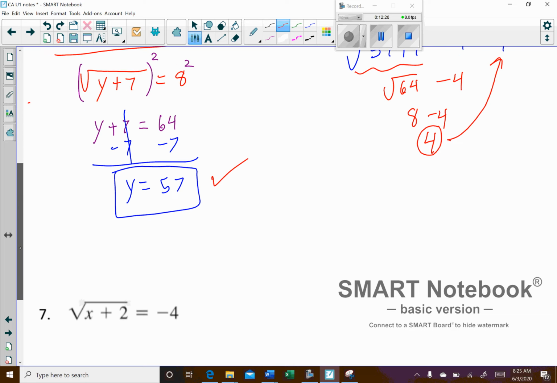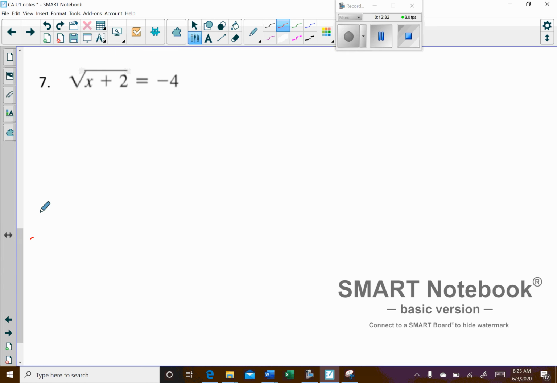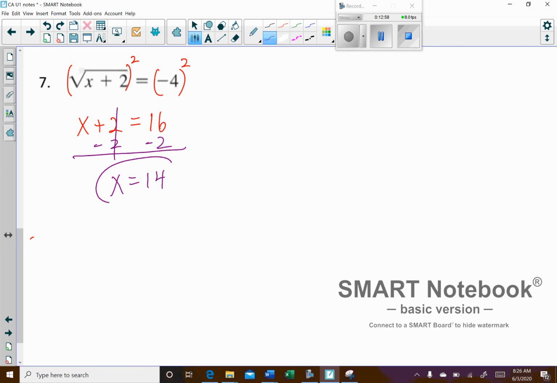All right, let's look at another one of these. So number 7 here. Looks like my radical is already isolated, so I'm good to go. So we'll go ahead and square both sides. And so that's going to give me x plus 2 equals negative 4 to the second power becomes positive 16. So negative times a negative is positive. Then let's see, we'll subtract 2 from both sides. So we get x equals 14.